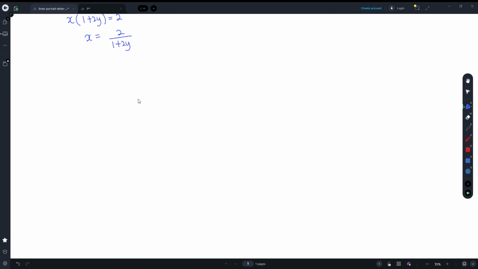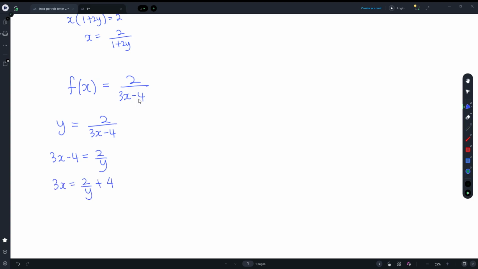Okay, let's do that. Since f of x is equivalent to 2 over 3x minus 4, I'm going to inverse this function. So in order to inverse the function, we have to make it equivalent to y. So let y be equivalent to 2 over 3x minus 4, and 3x minus 4 is equivalent to 2 over y. Therefore, 3x equals 2 over y plus 4, and 3x is equivalent to 2 plus 4y over y.